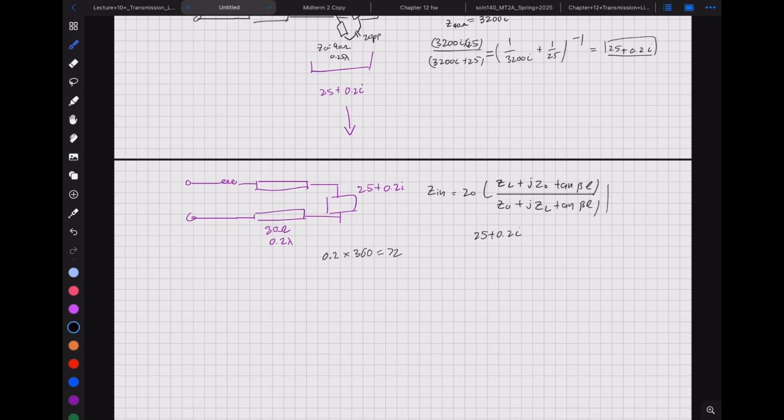The explanation of this is because beta is a phase constant, so 2 pi over lambda. Our length is 0.2 lambda. These two cancel out. 2 pi is 360. 360 times 0.2. That's how we get our angle. Okay. So let's go back to the math part. Z0 is going to be 30. Tangent 72 degrees.